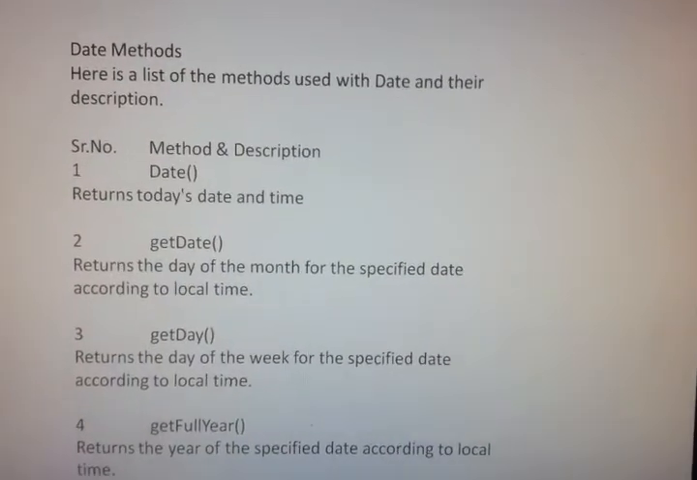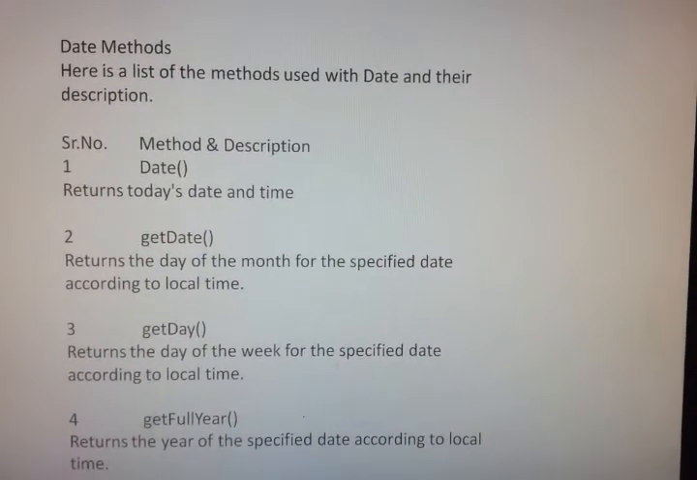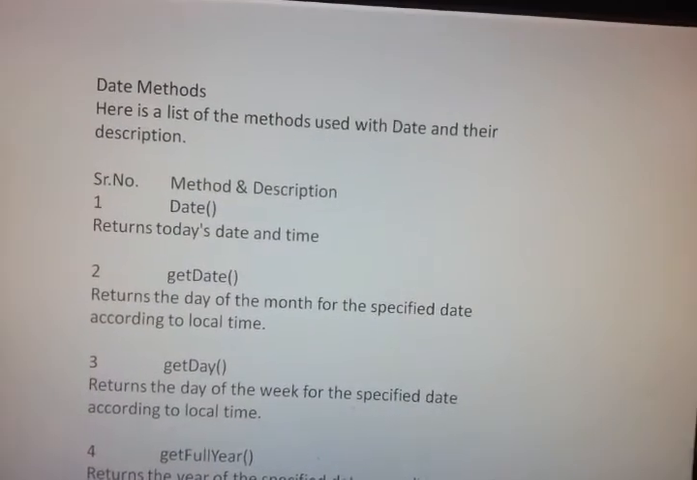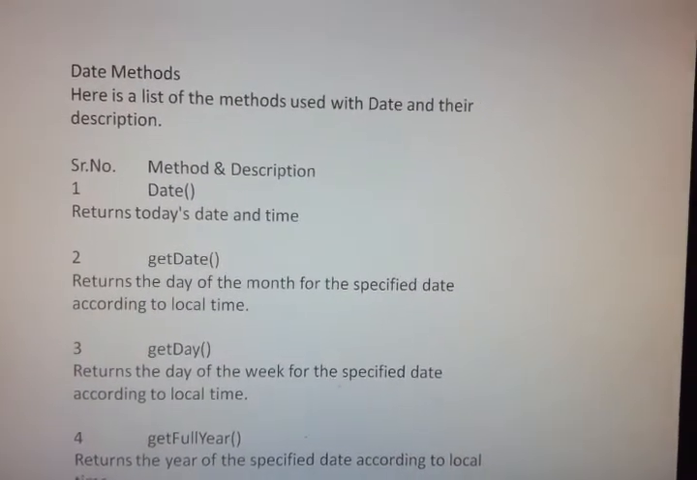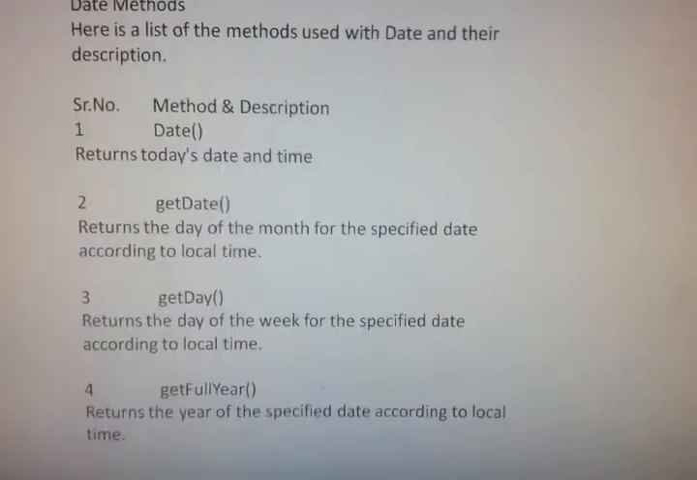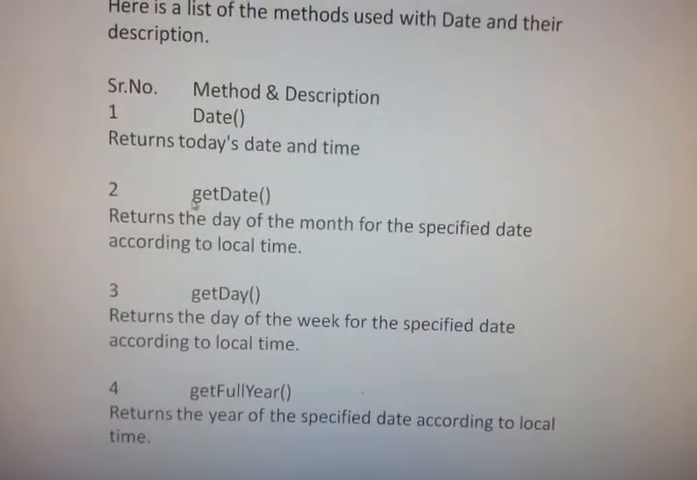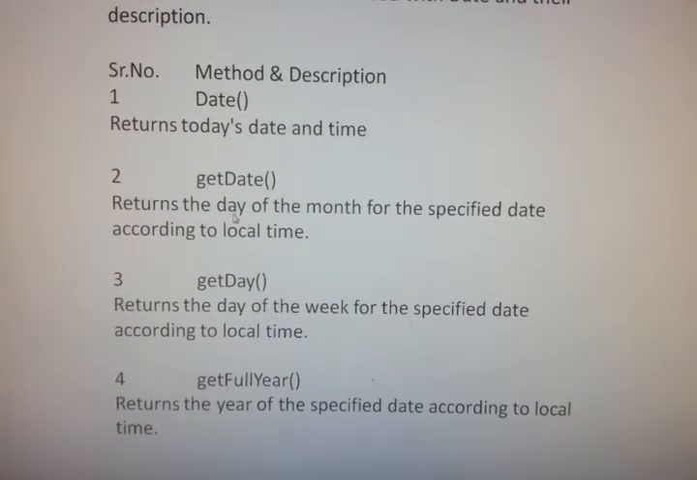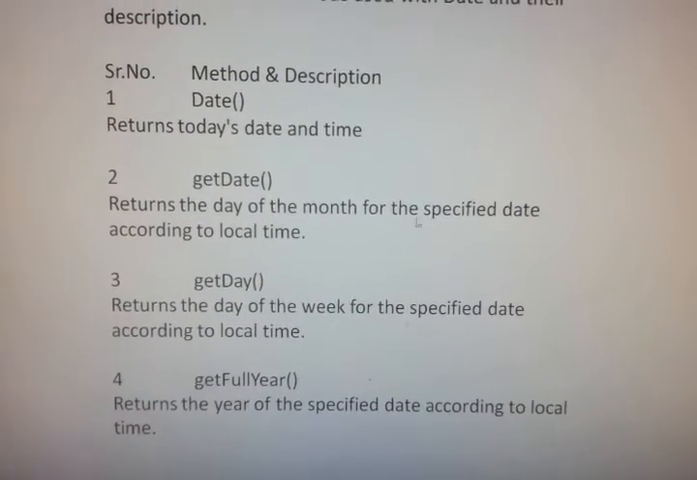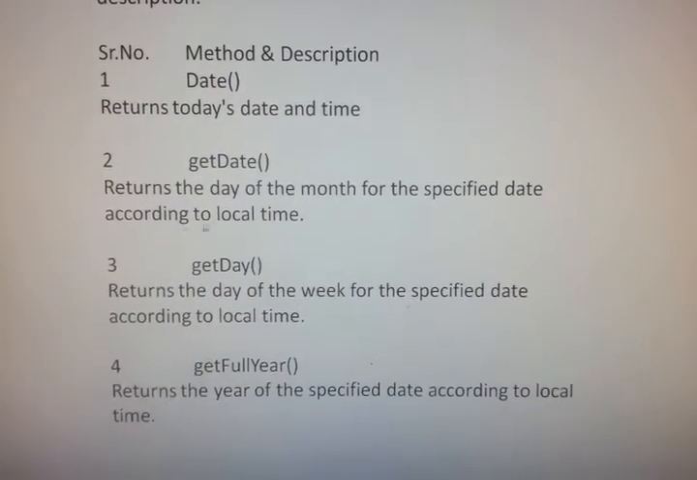The first date method is date. It returns today's date and time. The second method is getDate. It returns the day of the month for the specified date according to local time.